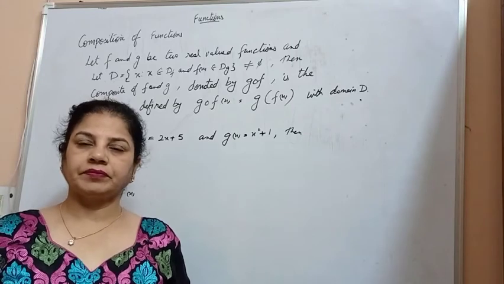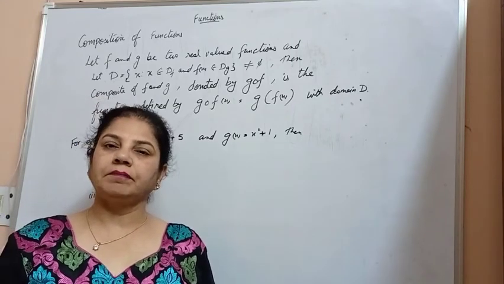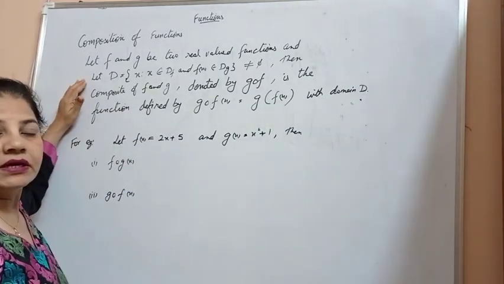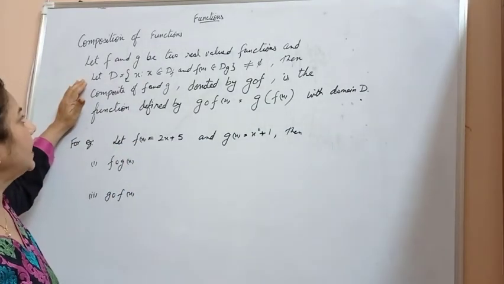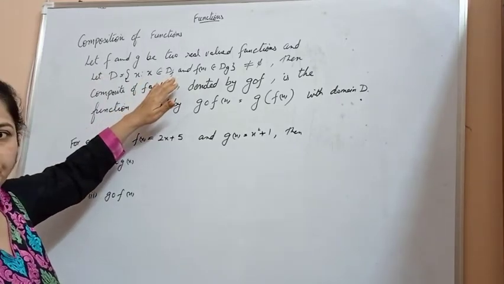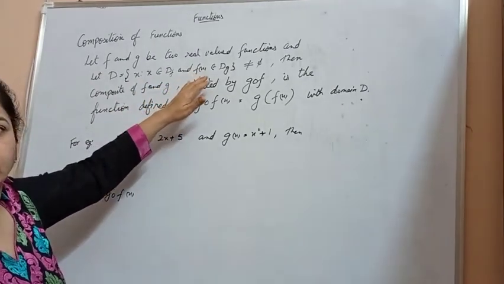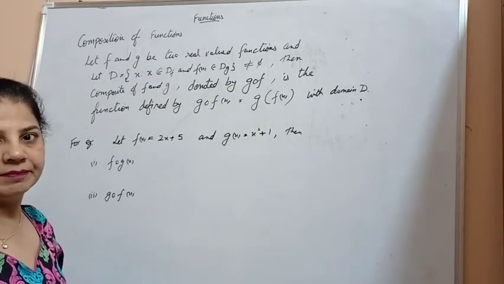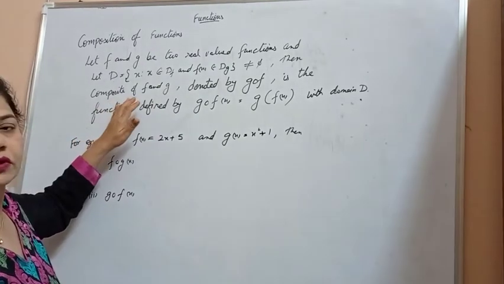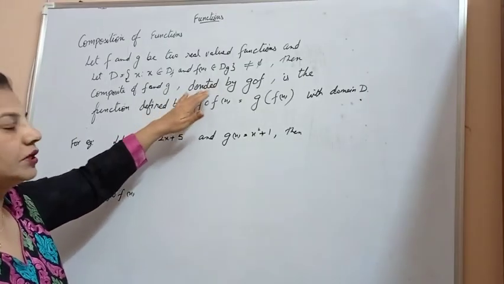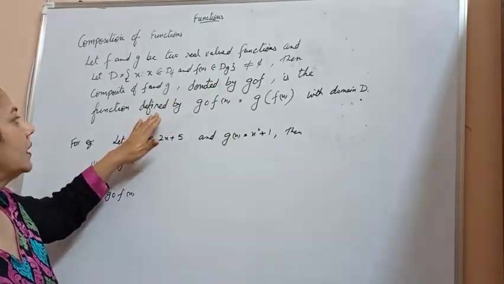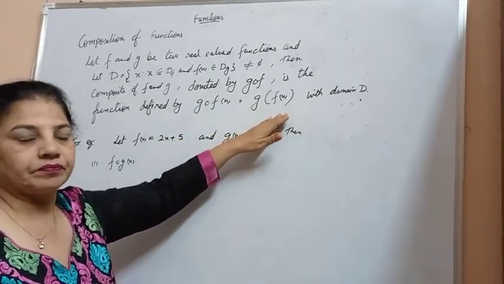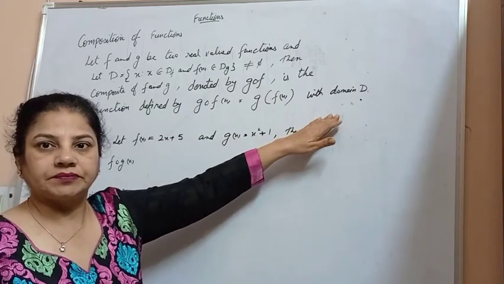Composition of functions. Let f and g be two real valued functions and D be the set such that x belongs to the domain of f and f(x) belongs to the domain of g, and D is not an empty set. That means the domain is not an empty set. Then we say the composite of f and g, denoted by g∘f, is given by (g∘f)(x) = g(f(x)) with domain D.